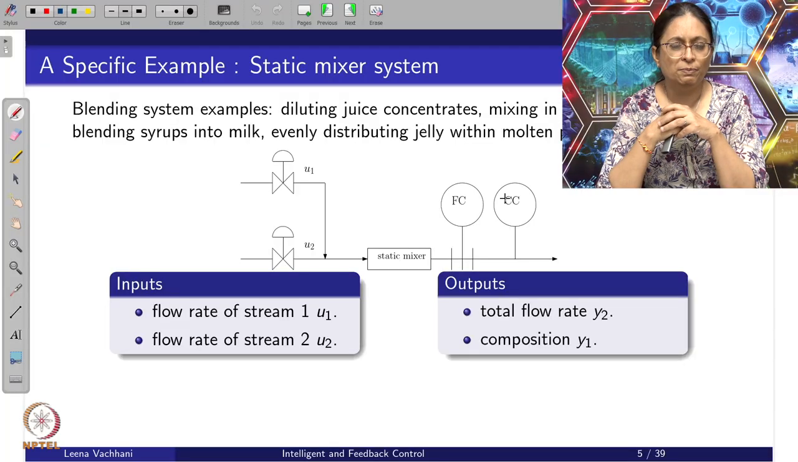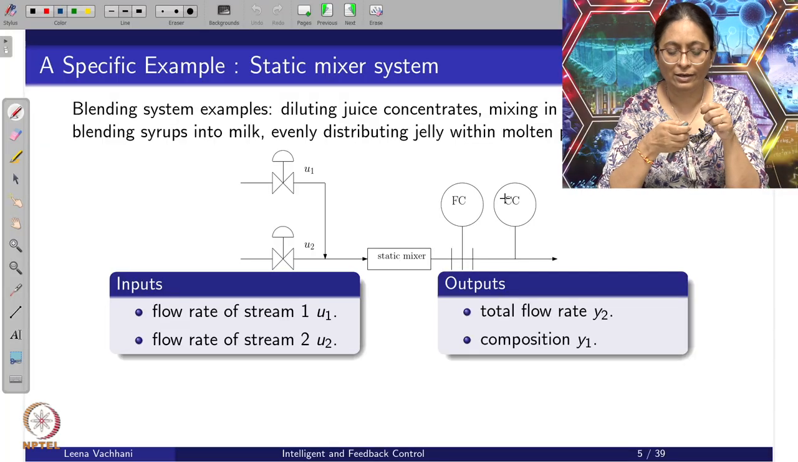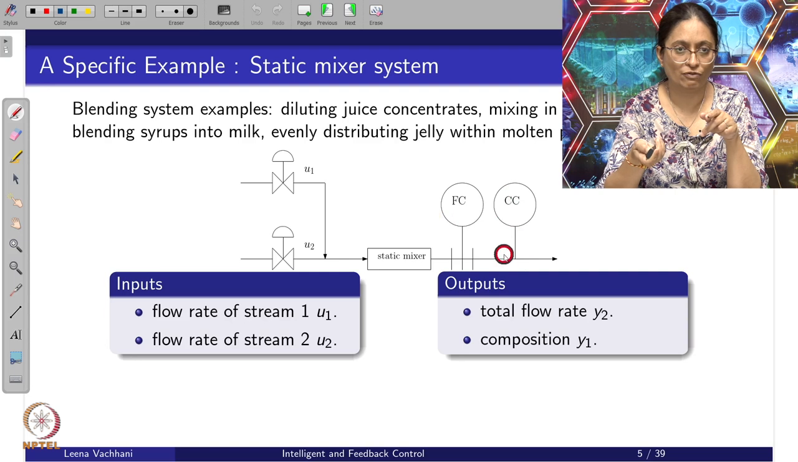So chocolate syrup is deciding the amount of chocolate in the final composition, but at the same time both the flows of chocolate syrup and the milk are deciding the total flow rate at the output. So the problem in general sense is formulated here. Given that there are two streams of flow given by U1 and U2, and the output total flow rate is given by Y2 and the composition is given by Y1. So FC is your Y2 and composition is your Y1.